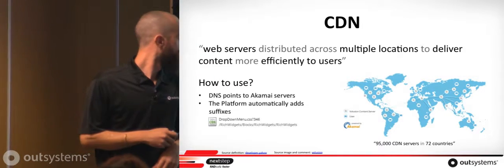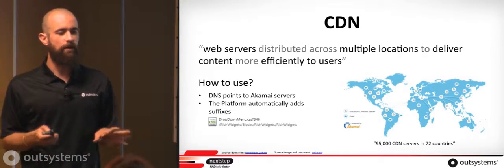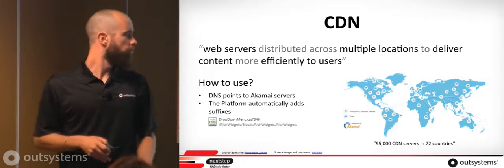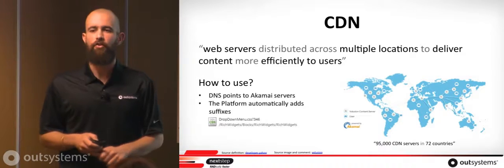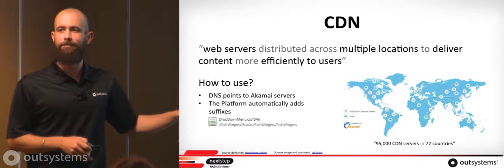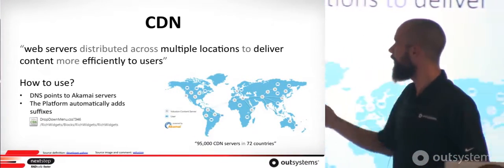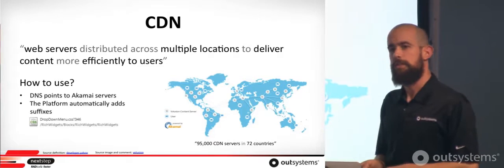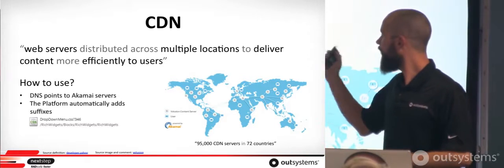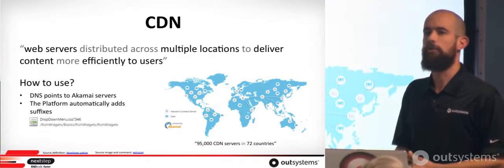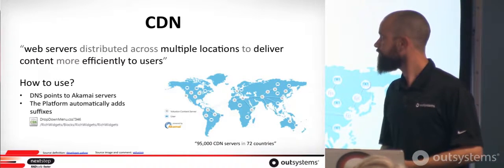Okay. And how can we use it? It's very simple. First of all, you just have to point your DNS to the Akamai servers. Don't forget that you have to sign a really big contract with them because they are really expensive. And you probably noticed that the platform automatically adds a suffix to your files. That is to make it possible for you to invalidate the cache whenever you publish a new version to production.